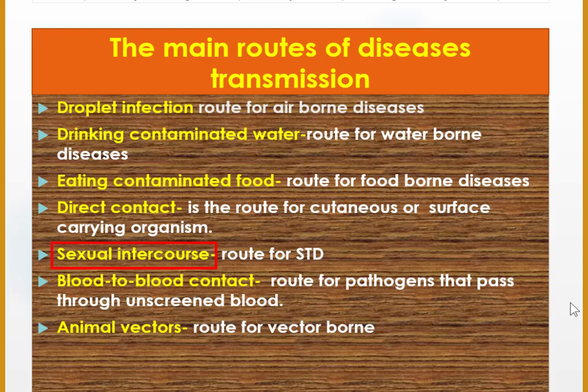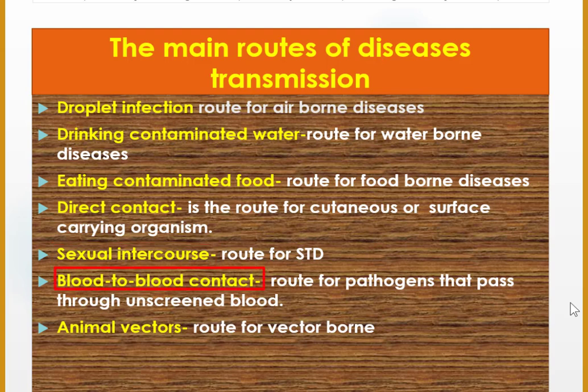The fifth one, sexual intercourse. This route is the way in which organisms infecting sex organs can be passed from one sexual partner to another during sexual intercourse. This route is mostly used by sexually transmitted diseases, STDs. They can be candidiasis, syphilis, AIDS, and gonorrhea.